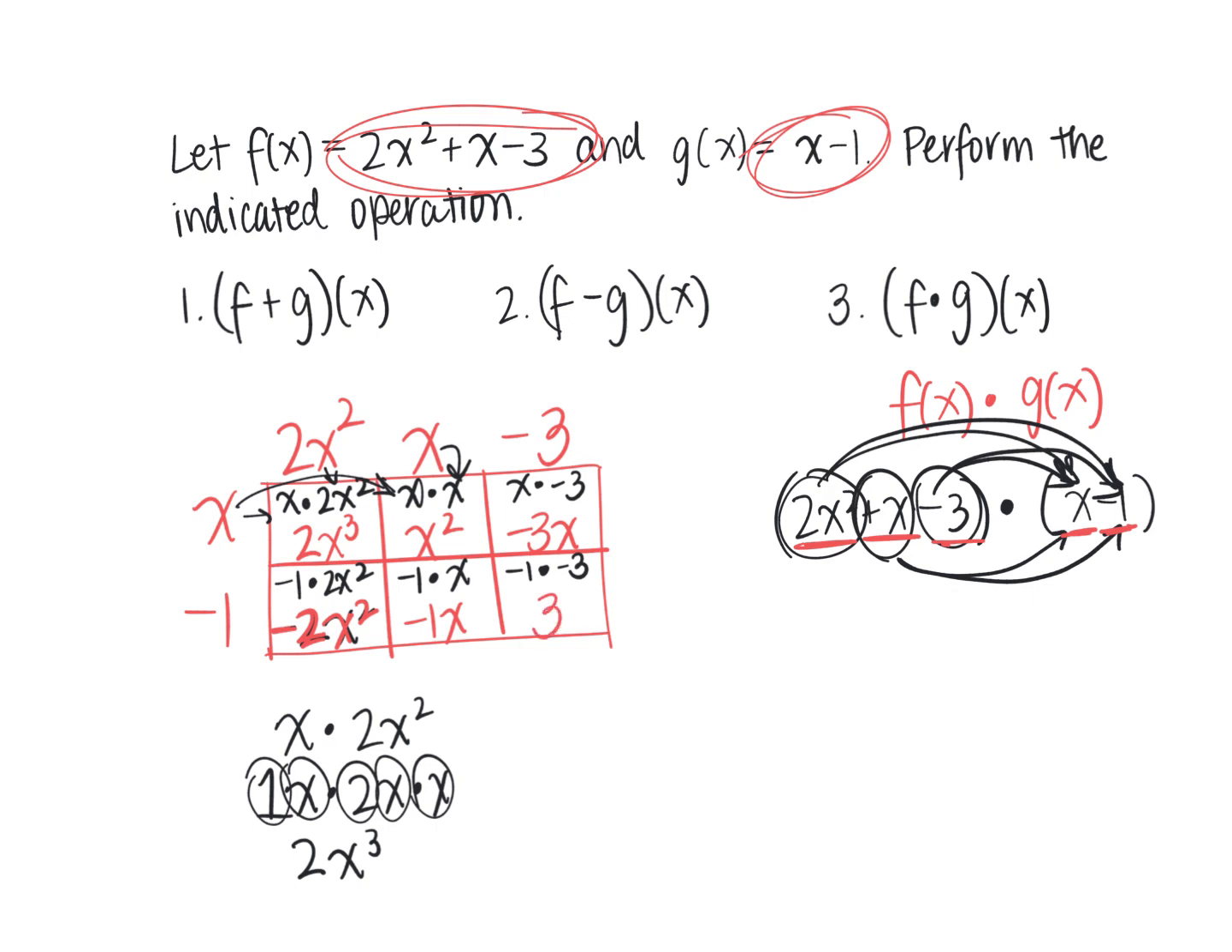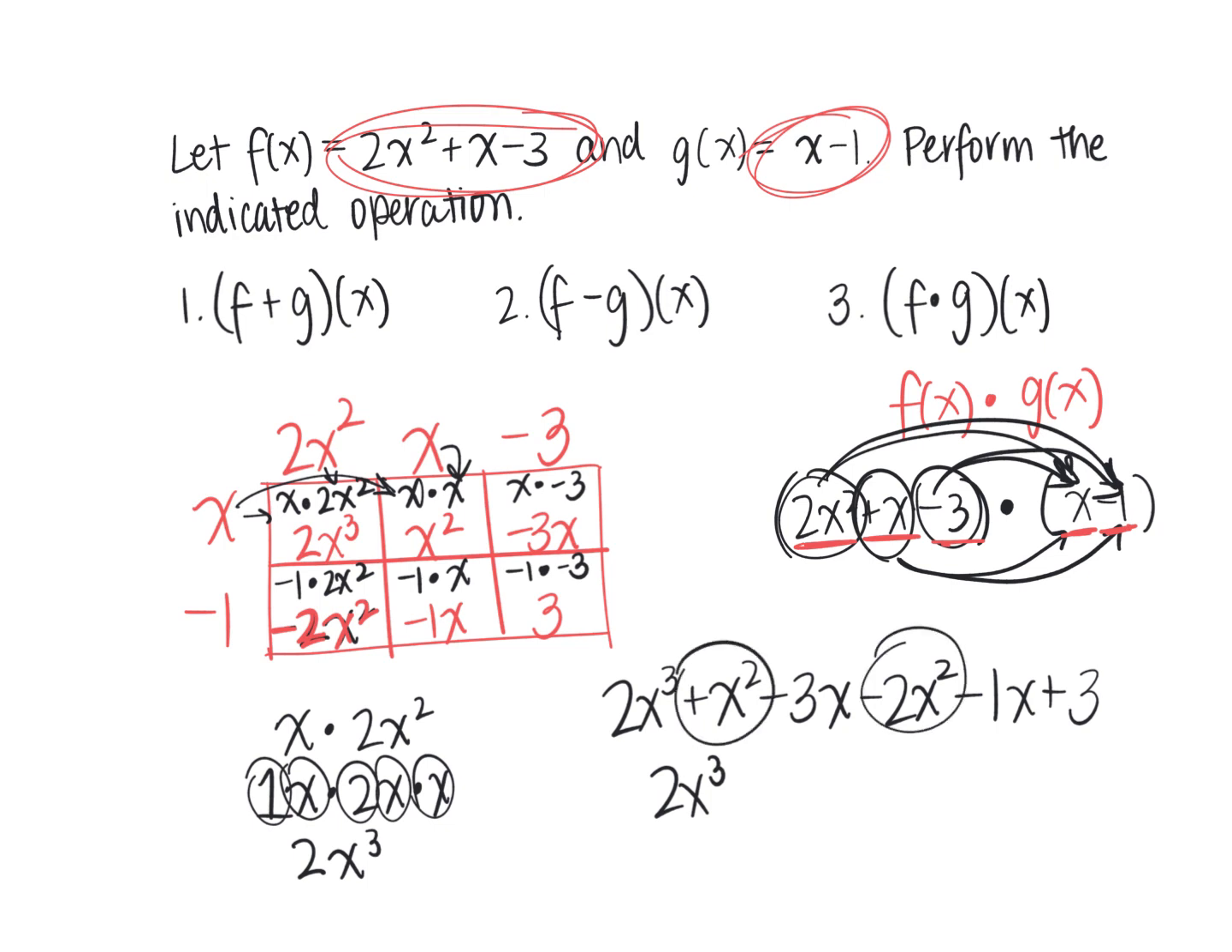All right, so I multiplied to go inside the box. Now when I pull these terms out of the box, I'm adding. So I'm just going to line them up. 2x cubed plus x squared minus 3x minus 2x squared minus 1x plus 3. Okay, and now I have to combine my like terms. 2x cubed doesn't have anything else with an x cubed, so I'm going to bring it down to my final answer. This plus x squared is going to combine with the negative 2x squared.